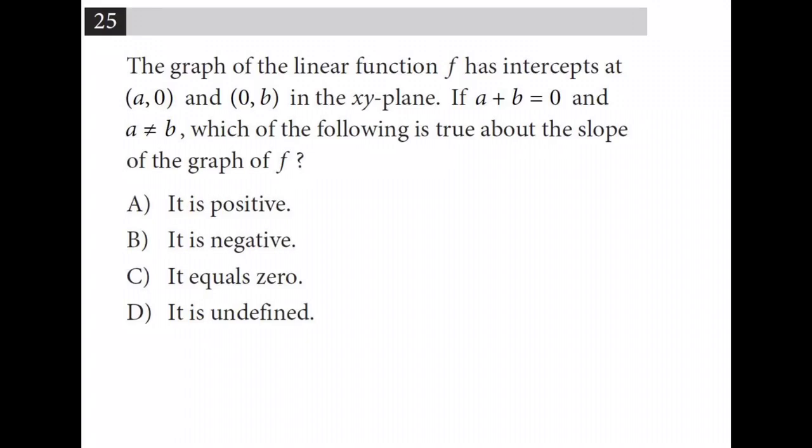Number 25. A graph of the linear function f has intercepts at (a, 0) and (0, b) in the xy-plane. If a plus b is equal to 0, and a is not equal to b, which of the following is true about the slope of the graph of f?